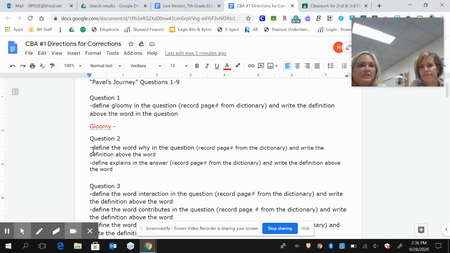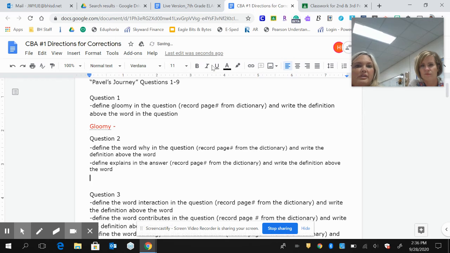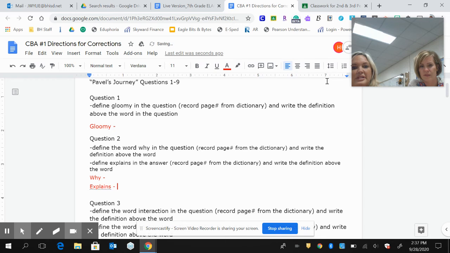That's right. Look at number 2. It says, okay, so if you miss number 2, you're going to go to question 2. Look at these instructions, and you're probably going to have your test pulled up next to you in Kurzweil. Define the word why in the question and write the definition above the word. You're not going to write the definition above the word because you don't have the test booklet. But you're going to define the word why. Okay? Define explains in the answer and write the definition above the word. So instead of doing those things above the question on the test booklet, you're actually going to do those things right below. You're going to change the font to red. Okay? Tell what why means and what explains means. Okay? That's what you're doing. Okay?